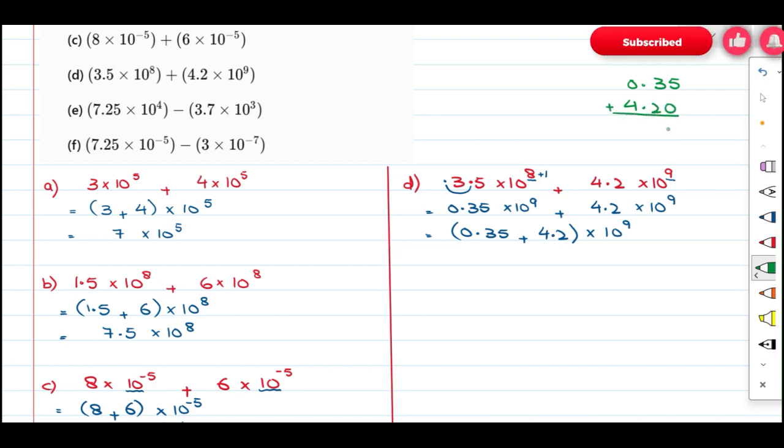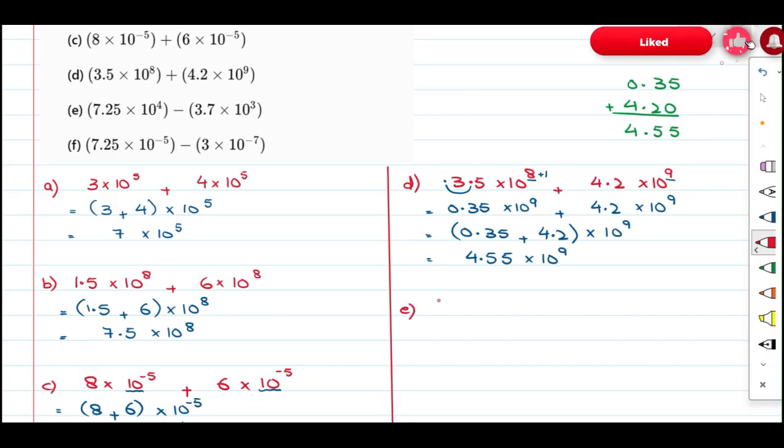0 plus 0 is 0, 5 plus 0 is 5, 3 plus 2 is also 5, and this is 4. So 4.55, yes. So this is 4.55 multiply 10 to the power 9. Again, 9 is the integer and 4.55 is in the range between 1 and 10. So this number is in the standard form, right?